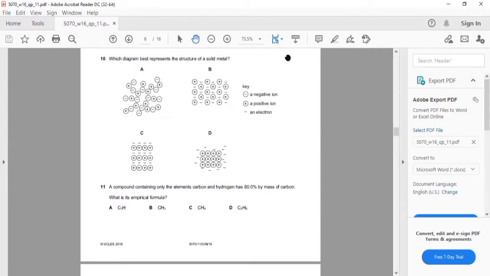10 is also about ionic compound. This paper has so many about, sorry, question 10 is also about bonding. So the question is solid metal. Metal has positive ions and a sea of electrons. So positive ions and a sea of electrons randomly arranged together. So B is the answer.